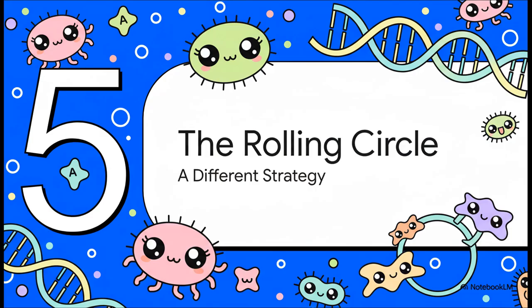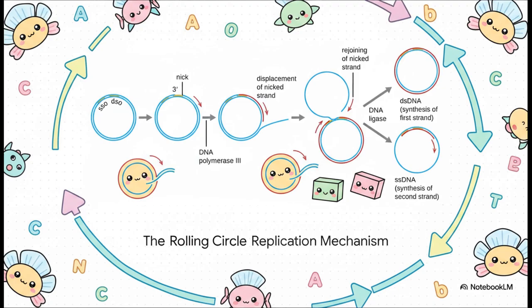Section 5. The rolling circle alternative, a different strategy. Let's step back for a second and look at an entirely different architectural strategy used by certain microbes. Some plasmids and bacteriophages use what's called rolling circle replication. Instead of opening a big replication bubble, they just nick one strand of the circular DNA. As DNA polymerase adds new nucleotides, it continuously displaces that old nicked strand, just peeling it away to quickly spool off a single new copy of circular DNA. It is a wildly efficient, continuous loop of replication.